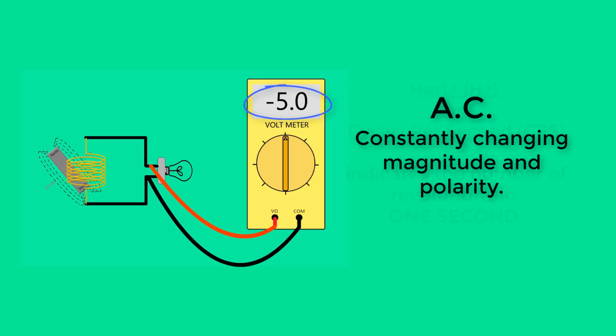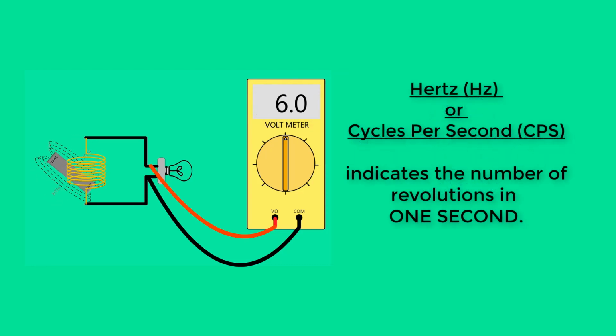The term hertz, or cycles per second, indicates the number of revolutions that the magnet completes in 1 second. 60 cycles per second is the standard in the United States. This means the magnet rotates 60 times in 1 second.